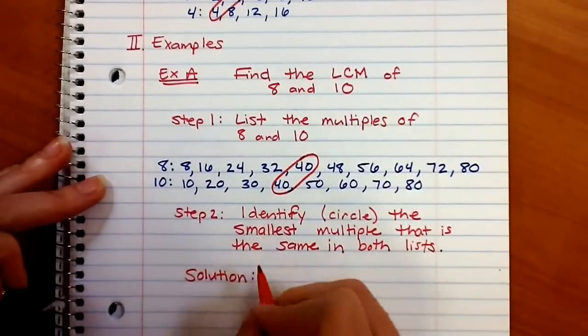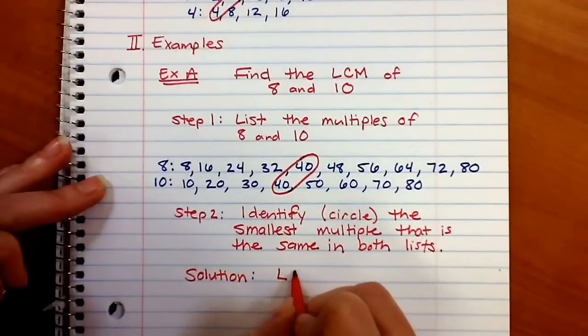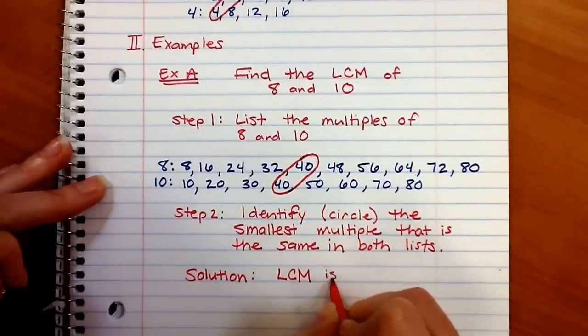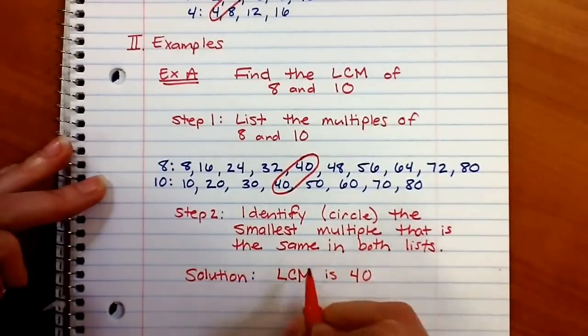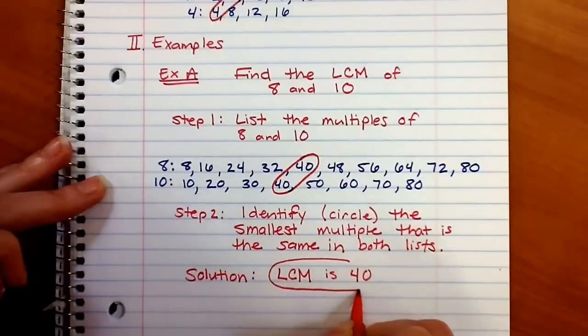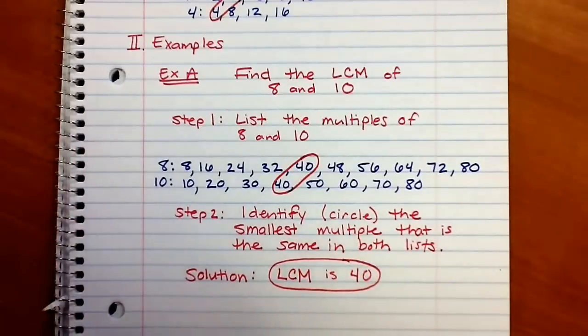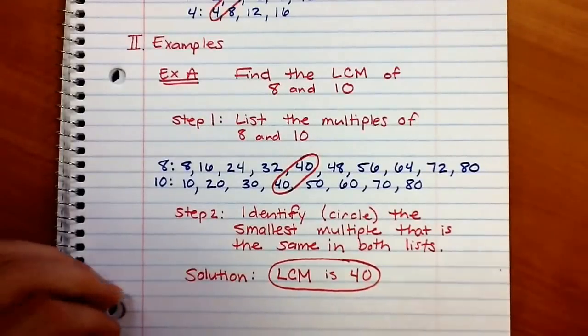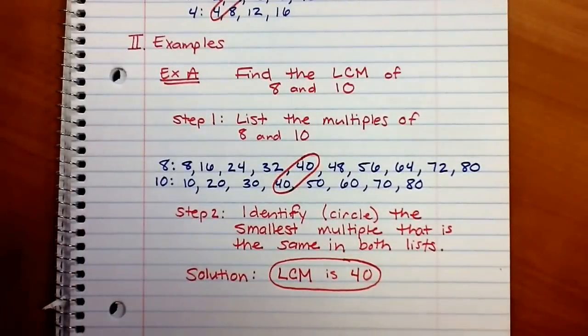And the solution of this problem is that our least common multiple is 40. And that would be my answer for finding the least common multiple of 8 and 10. Okay, if you need to get caught up on these notes, pause. I have one more example for you.